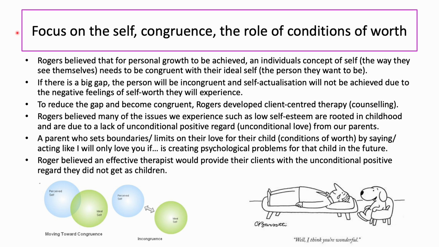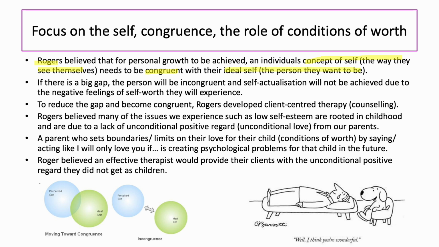So there's a lot here to unpick. Moving away from Maslow and on to Rogers, he believed personal growth can only be achieved through the ideal self and the actual self being congruent. So that is the concept of self, the way you see yourself, who you actually are, needs to be congruent. It needs to be in line with who you want to be, your ideal self.